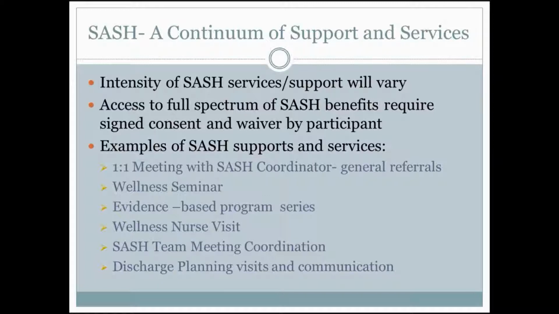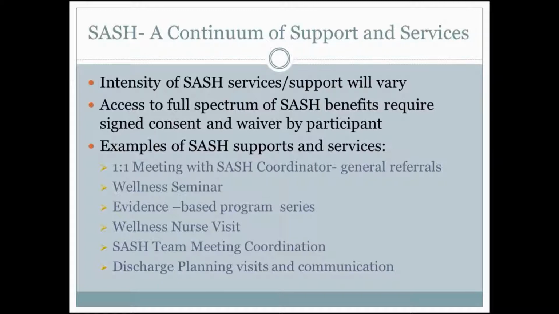And so, the full spectrum of SASH services and supports and benefits that we can provide will require this signed consent and waiver form that we're going to go through in a few minutes. We're going to dig into that. But there's also kind of automatic benefit and supports that a person can get if they're not interested at this point in signing those two forms.